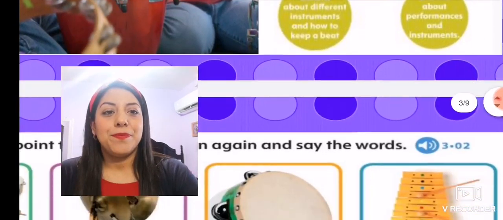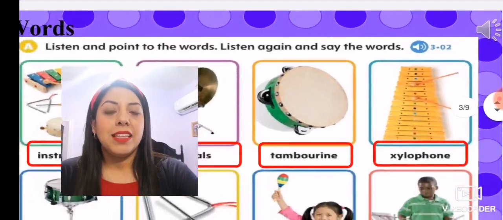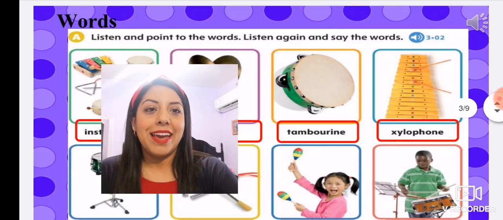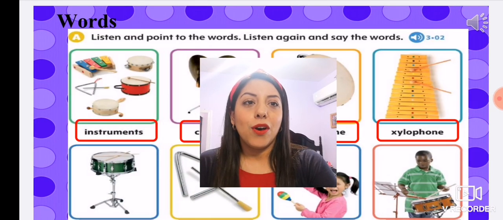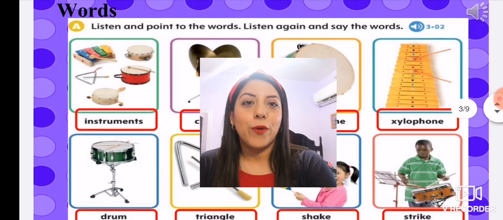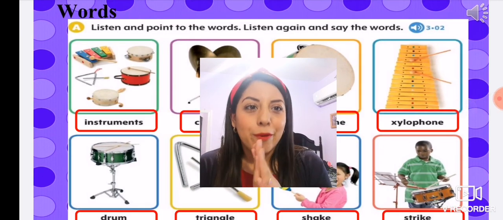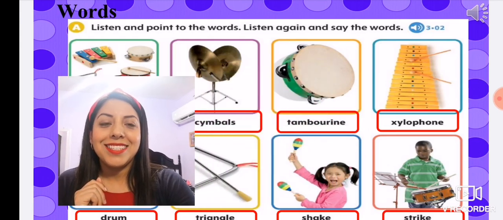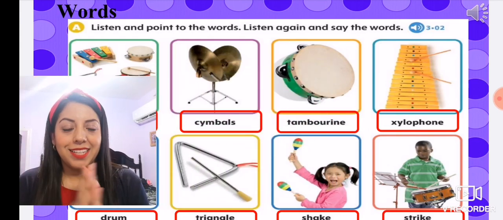Now, let's see. Open, please, the student book on page 148. If you see the book on page 148, we can see the vocabulary words. These are the new vocabulary words. Listen and point to the words, listen again, and then say the words.